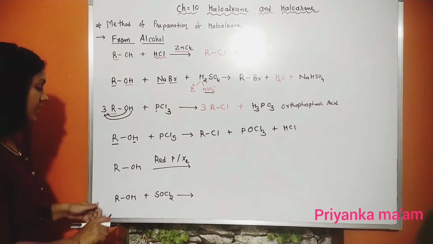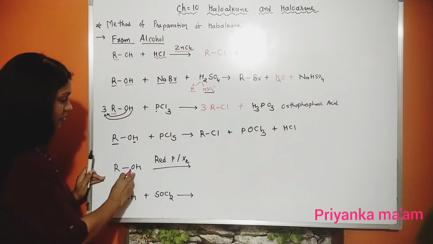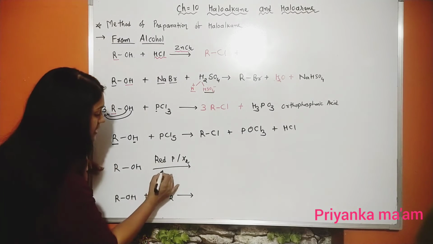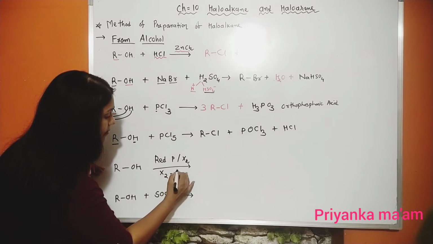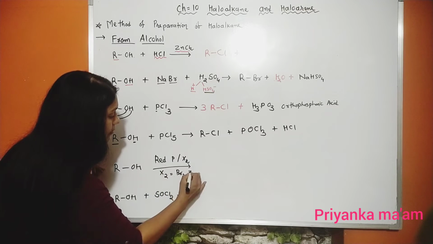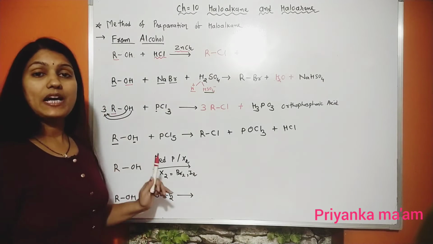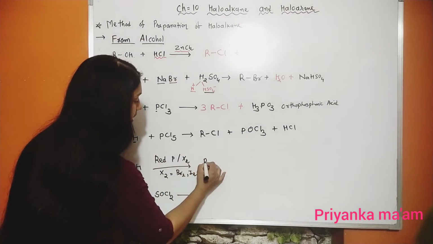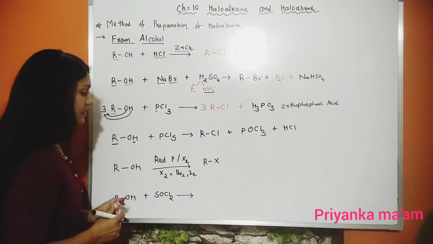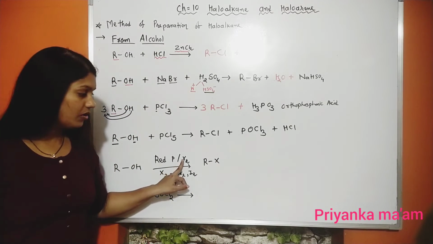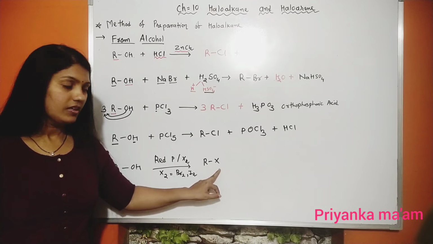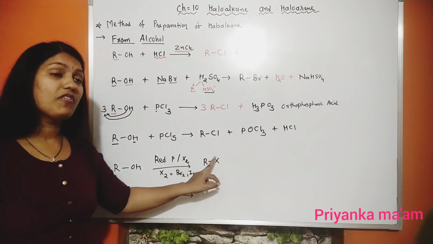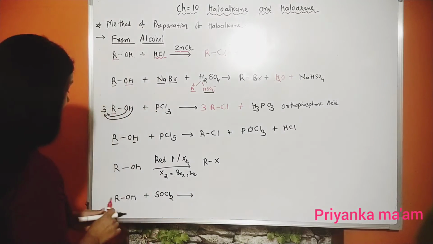Second reaction, ROH in the presence of red phosphorus and X2. Dear students, here X2 may be Br2 or it may be I2. It may be bromine or it may be iodine. This R is attached with X. Suppose we take Br2, it forms RBr, and if we take I2, it forms RI, right?